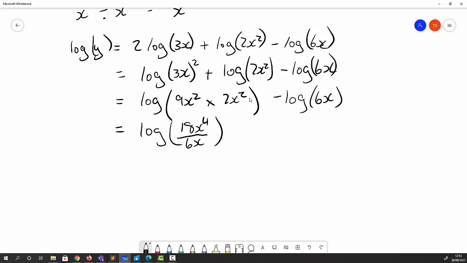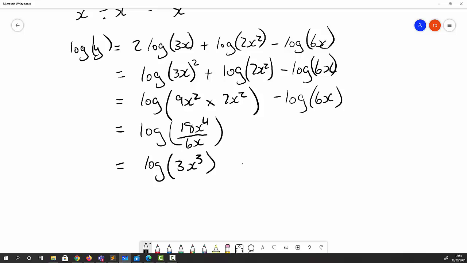Then I've got 2x squared, which is there. So that's 9 times 2 is 18. x squared times x squared is x to the 4. Then I divide by the 6x, which is what I've got here, which means that I've now got that equal to log of 18 divided by 6, which is 3. x to the 4 divided by x is x cubed.